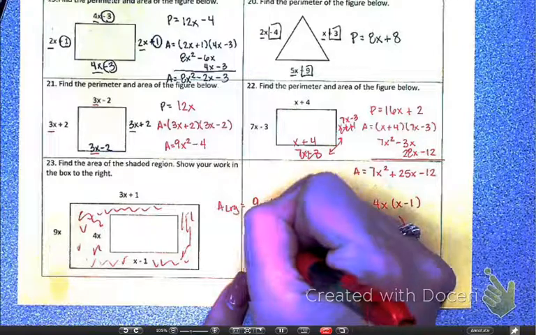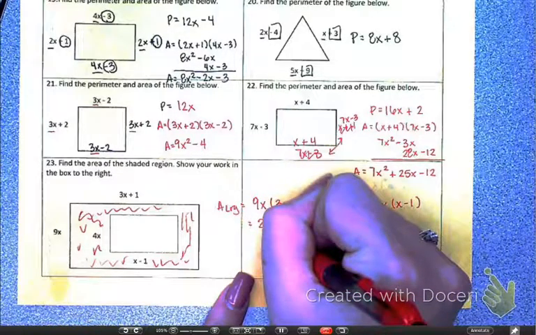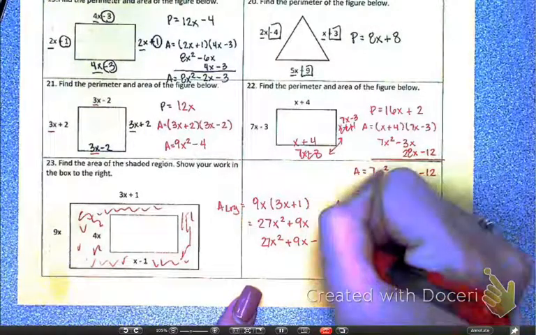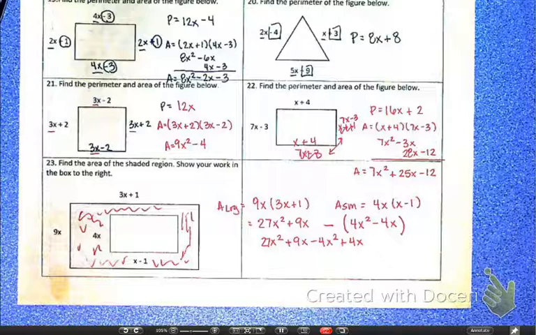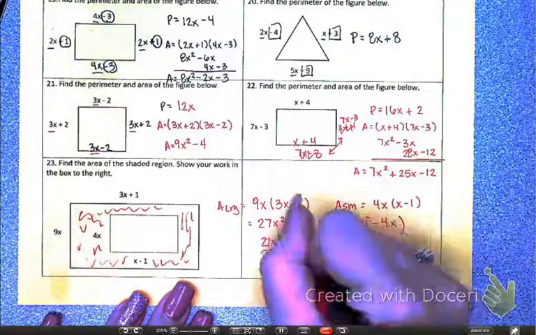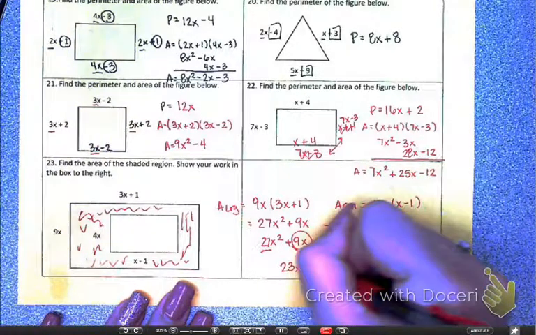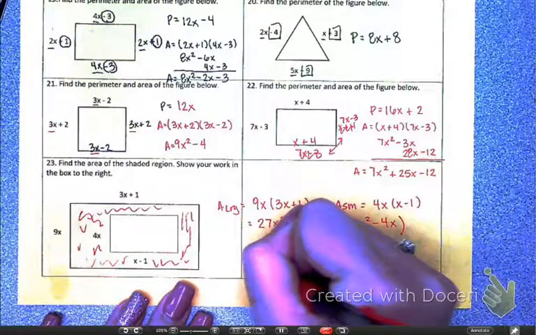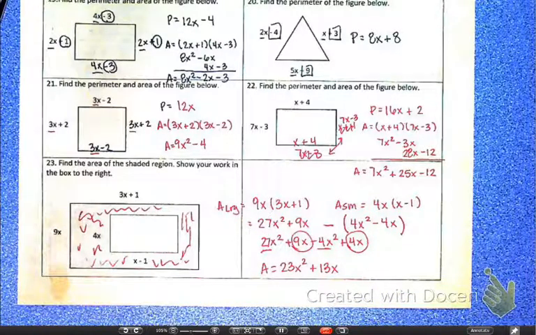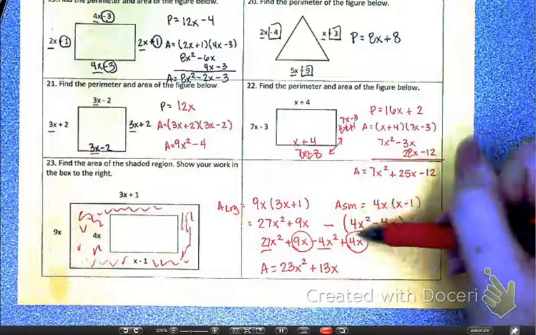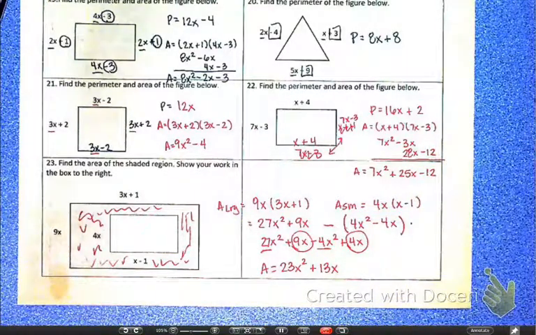So you should have 27x squared plus 9x. Distribute in that negative, so a negative 4x squared plus 4x. 27 minus 4 gives you 23x squared. 9 plus 4 is 13x. Okay, so if you messed up on this one, it's because you only subtracted the 4x squared, and you have to subtract all of that rectangle out.